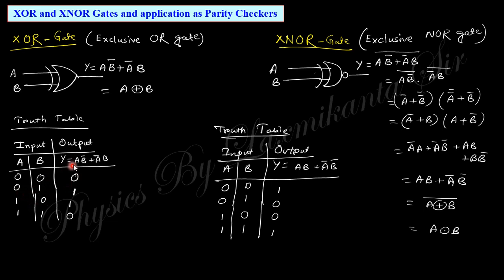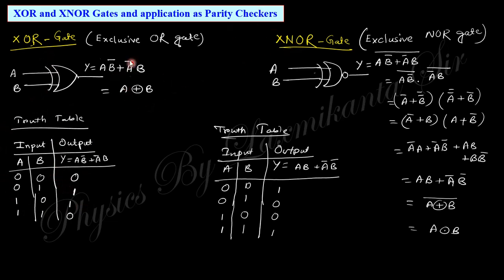But when it is 0 1, this is 0 and this 1 bar is 0, so the total is 0, but 0 bar is 1 and this is 1, so this becomes 1. So 0 plus 1 is 1. Similarly this one is also 1, and for 1 1, this 1 bar is 0 and this other 1 bar is 0, so this becomes 0. So this is the XOR gate truth table.